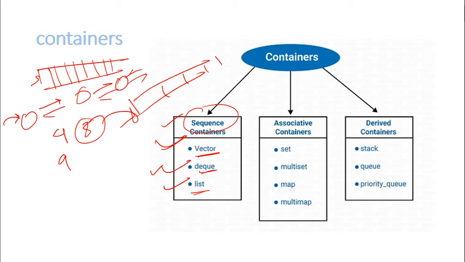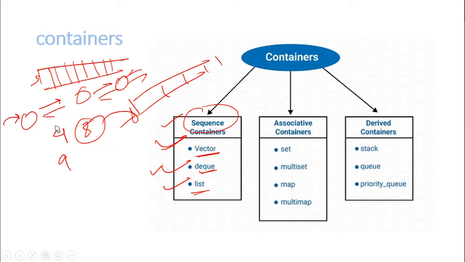The next thing are the associative containers. The associative containers don't hold the data sequentially and don't understand the indexing of the data, but they are there for holding the data and giving you the data in a very fast manner, having an associative relation between the data.